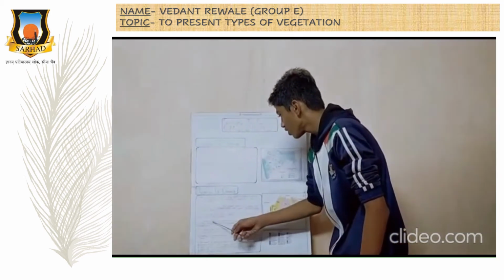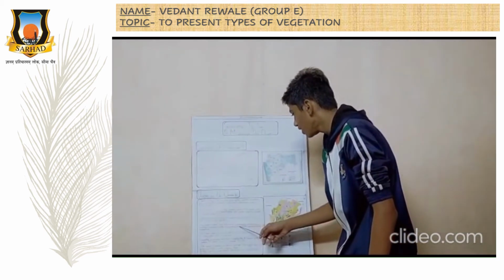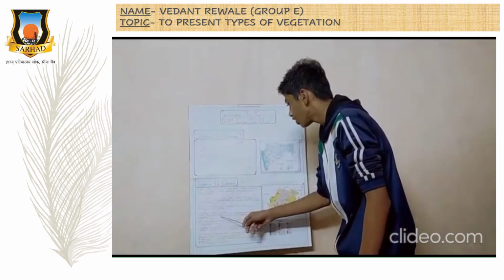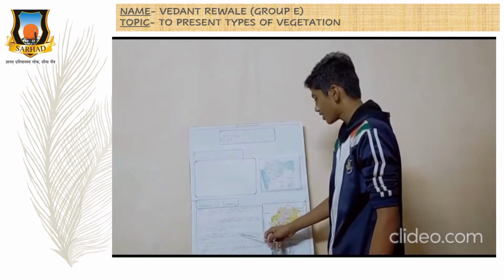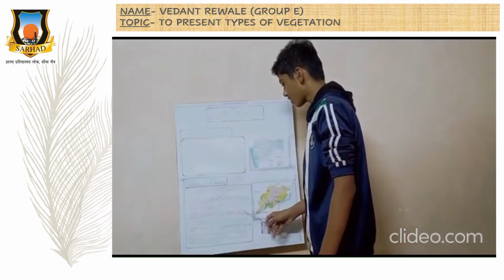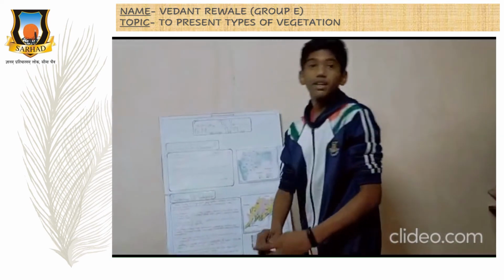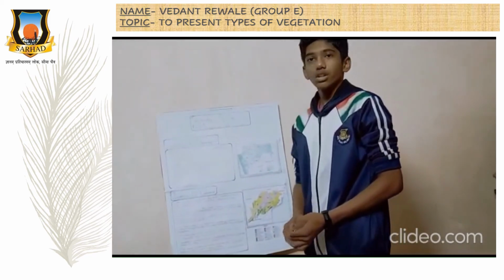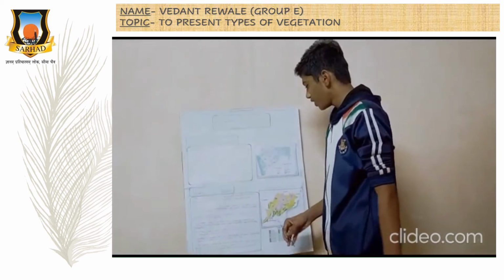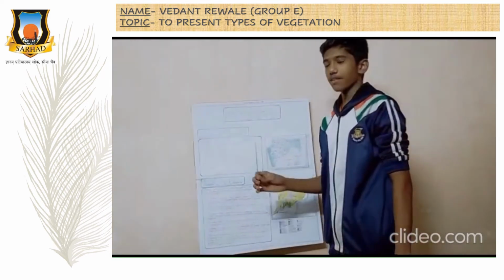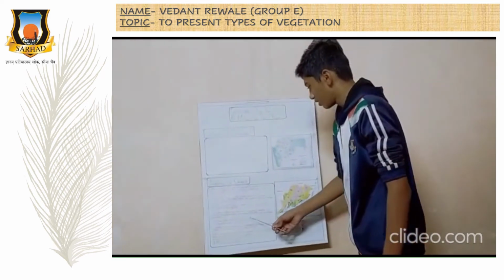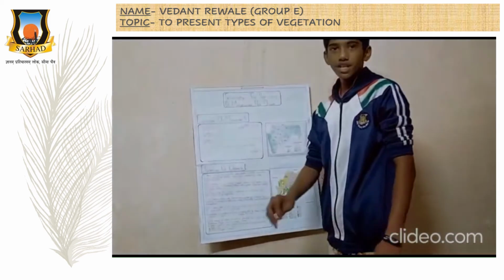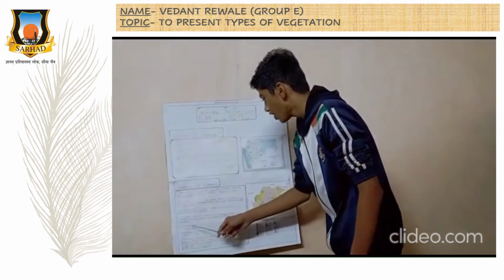The forests of Orissa have innumerable medicinal and economically important species which need scientific and sustainable management. Means the Orissa forest has many trees which can be used as medicine and for scientific reasons, and sustainable management also.